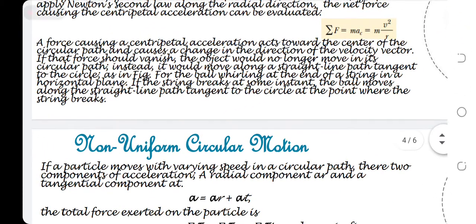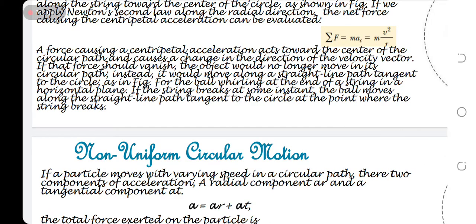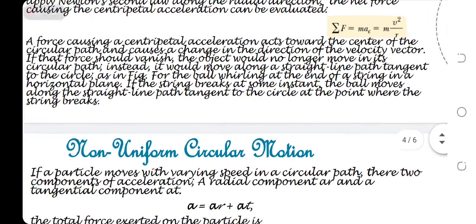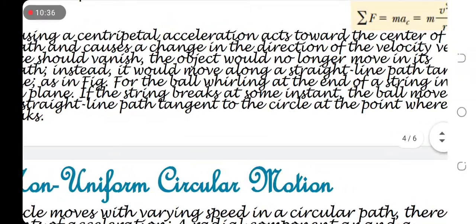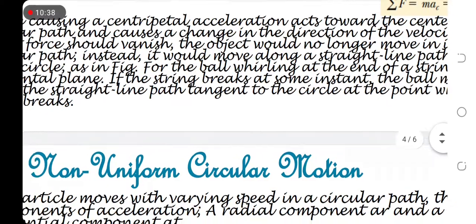A force causing a centripetal acceleration acts towards the center of the circle and causes a change in the direction of the velocity vector. If the force should vanish, then the object would no longer move in its circular path. Instead, it would move along a straight line path that is tangent to the circle.